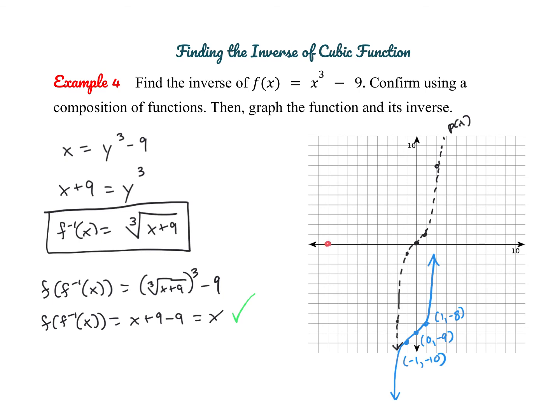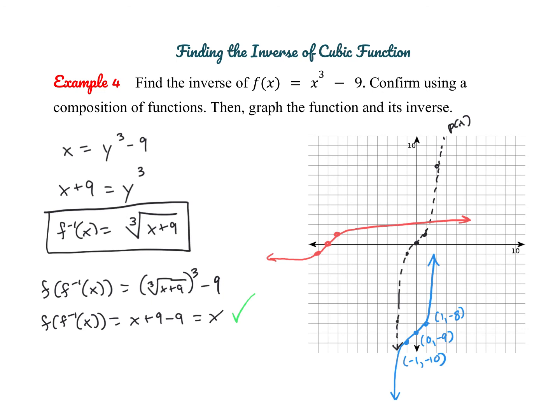And we can do (-8, 1). And we can do (-10, -1). So we get something that will end up looking like this. So again, we still need to make sure that it's reflected over the line y equals x, but it's going to look something like this.